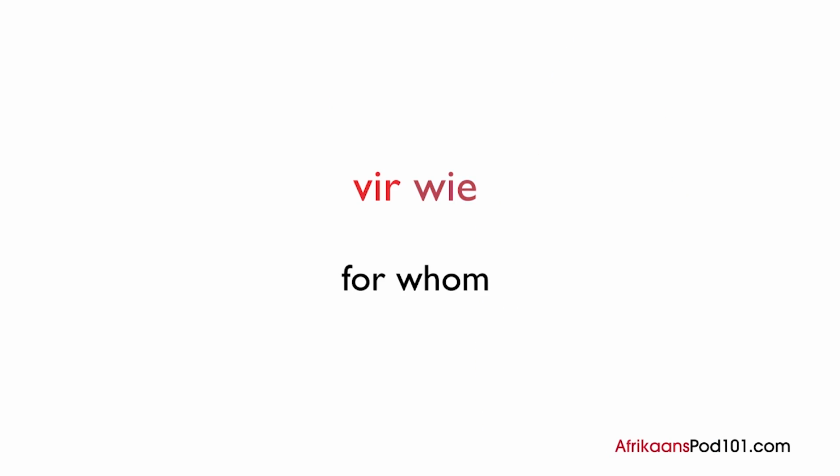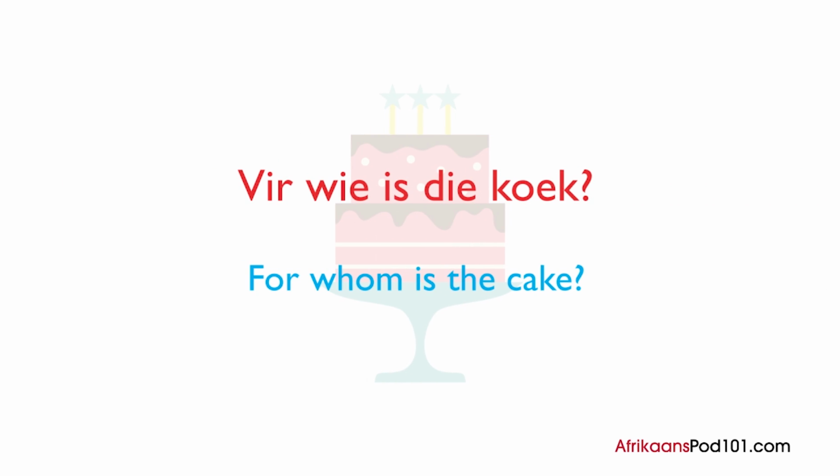You can also use the word wie if you want to know who an item is for. We use the same word wie, but place vir, which means for, in front of it. So it becomes vir wie. For example, you can ask, for whom is the cake? Vir wie is die koek? Breaking down this question, we have vir wie, meaning for whom, then comes is, meaning is, then we have the subject die koek, meaning the cake. Vir wie is die koek?